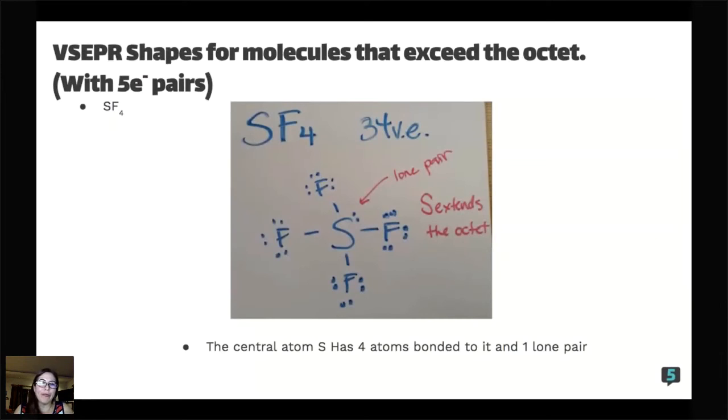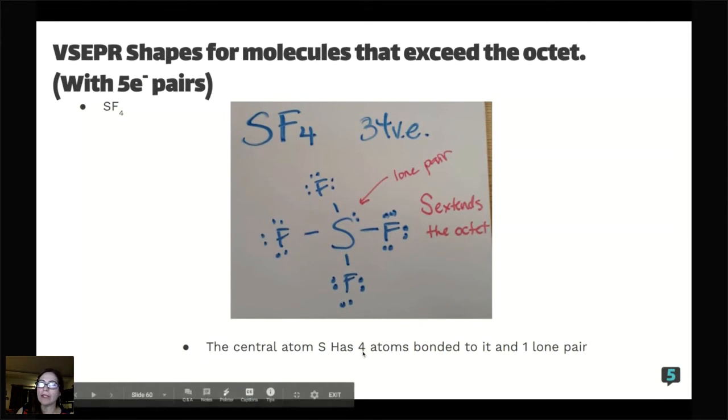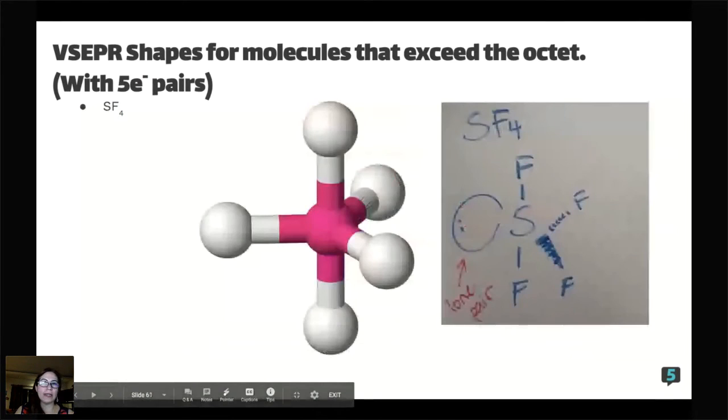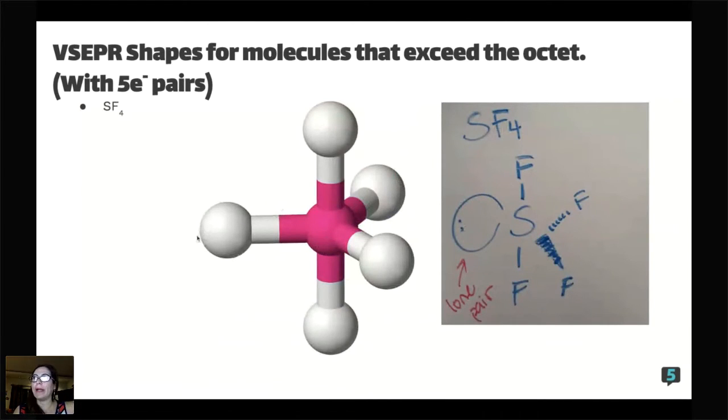SF4, 34 valence electrons. We are going to do the molecule and we're going to notice that sulfur will have more than an octet. It will have 10 valence electrons. Totally fine. So now we have 4 atoms bonded to it and 1 lone pair. If we consider the same shape as before, but we consider this strand to be a lone pair, then we will end up having this shape.